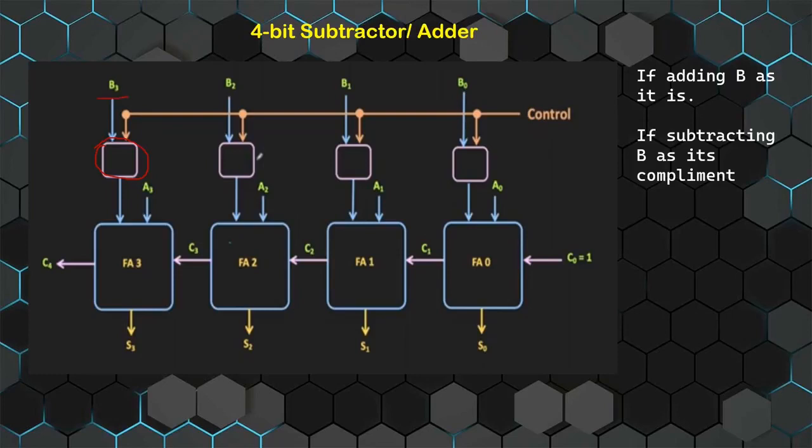If the control value is given as 0, then we are performing addition. So the B value should be copied as it is. If the control value is given as 1, then we will be performing subtraction. Then B should be its complement, the complement of B. Okay, so it will be performed.